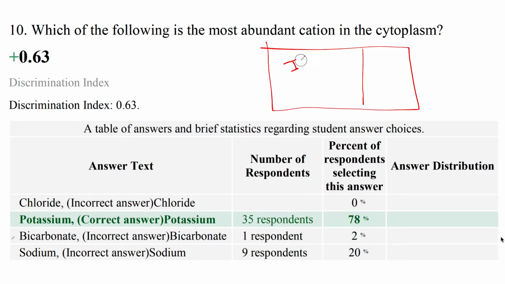We have the intracellular compartment, we have the extracellular compartment. Sodium chloride is the most abundant thing out here. Potassium is the most abundant cation here. We have also some bicarbonate here, more bicarbonate than inside. So most students chose the correct answer, almost 80%, 78%, 35 students.